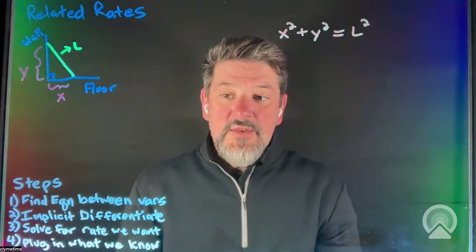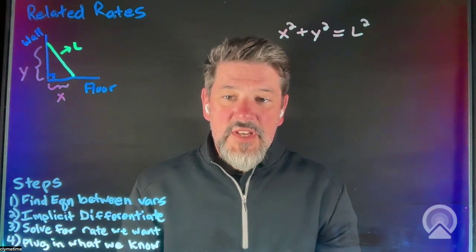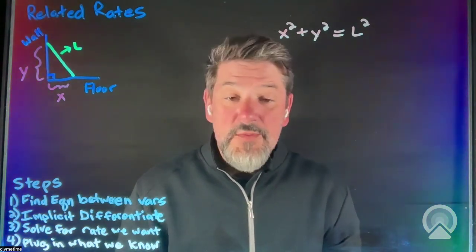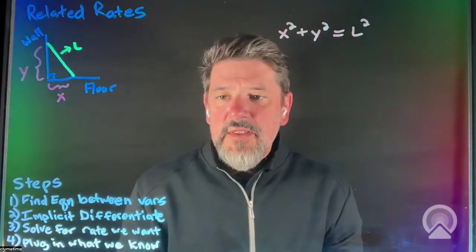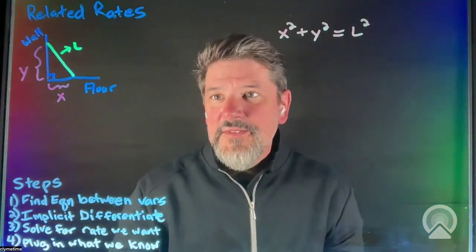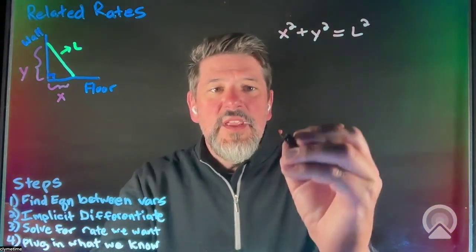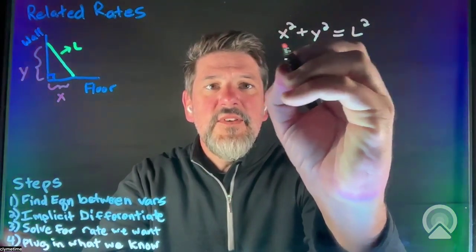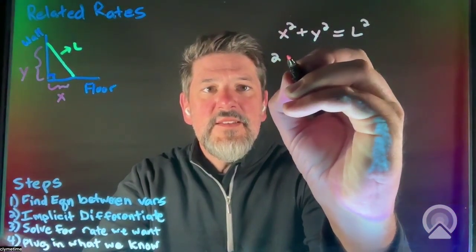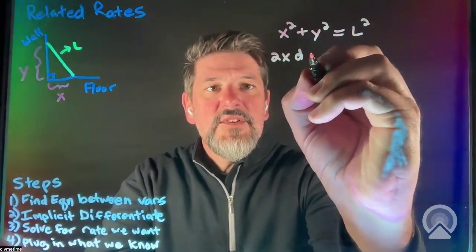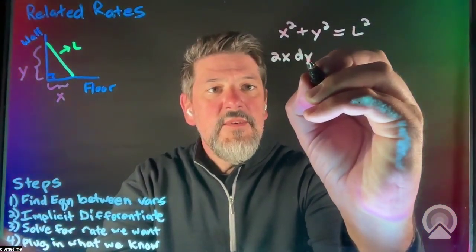Step two is to perform implicit differentiation. And implicit differentiation is something that we assume you know at this point. I have another video on that if you want to check it out. But this is how I do implicit differentiation. I start by taking the derivative of the first term, 2x, and whatever my variable is, I put the differential afterwards. So I say dx, not y, x.